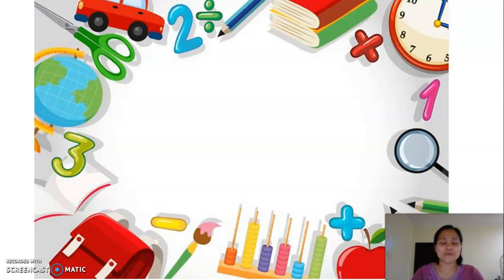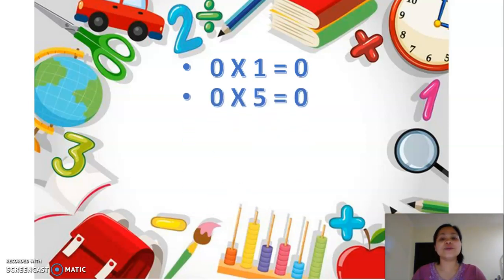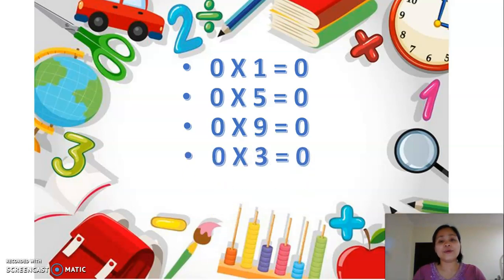Please repeat after me. 0 times 1 equals 0. 0 times 5 equals 0. 0 times 9 equals 0. 0 times 3 equals 0. 0 times 7 equals 0. If you take a look at each multiplication number sentence, any number multiplied by 0, the answer is always 0.